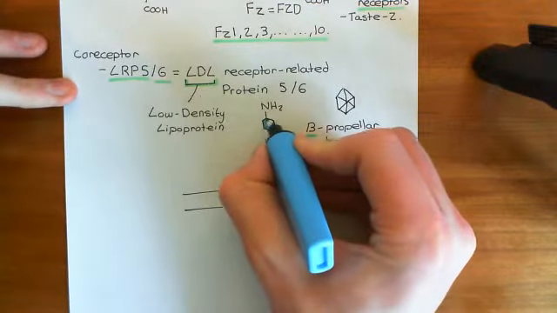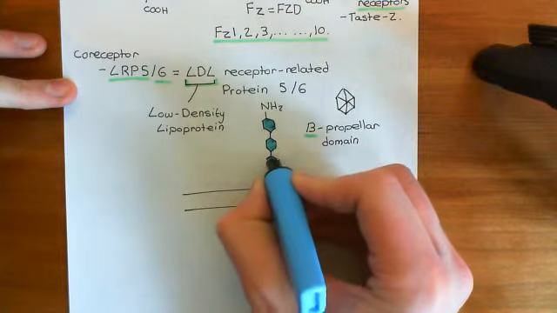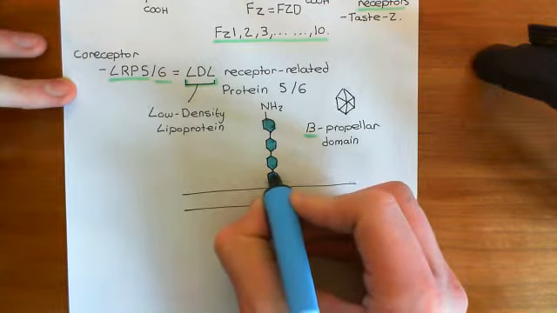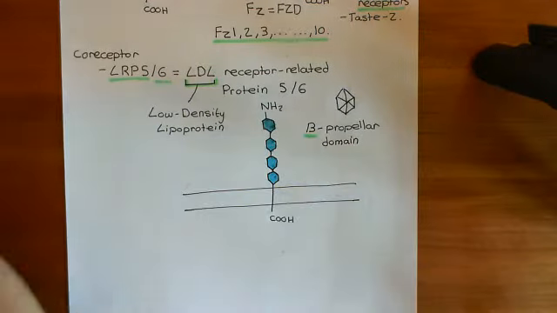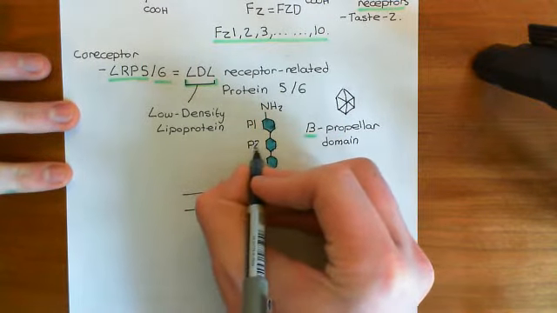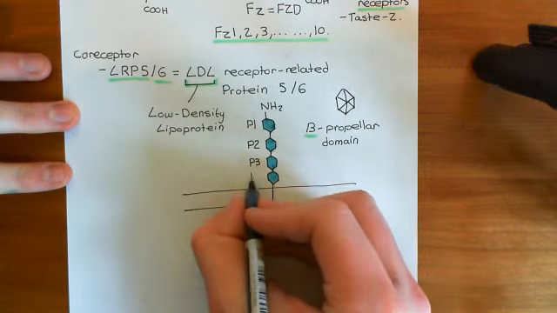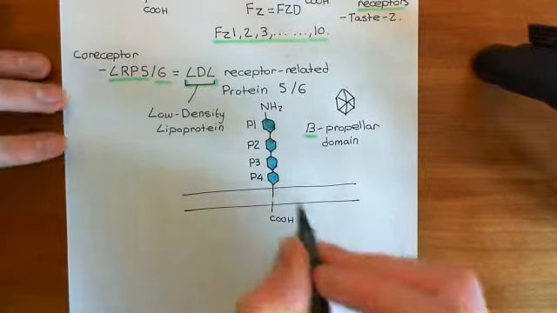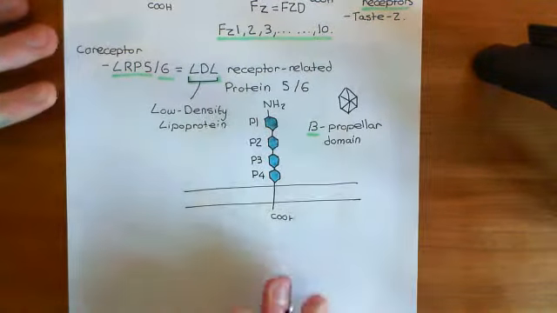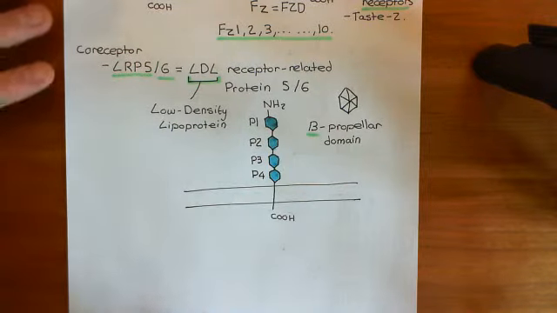Let's colour in these beta propeller domains in blue here. These 4 beta propeller domains are all given names. The first is known as P1 for propeller 1 domain. The second is P2 for beta propeller 2 domain. Then P3, and finally P4 for beta propeller domain 4. That is the structure of a basic LRP5 or LRP6 protein.